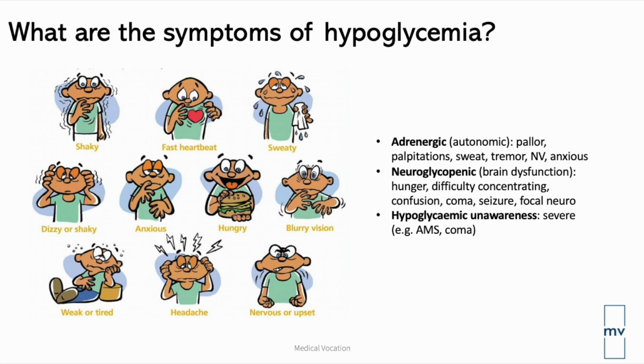And then just revisiting the concept of hypoglycemic unawareness. These are people who don't often manifest with autonomic symptoms. So they don't really have nausea, vomiting, or heart palpitations. And so they often present straight away with altered mental status or maybe a coma, which can be quite devastating.